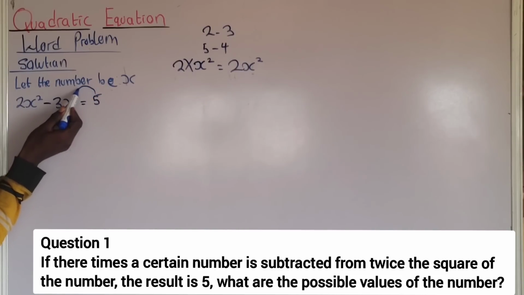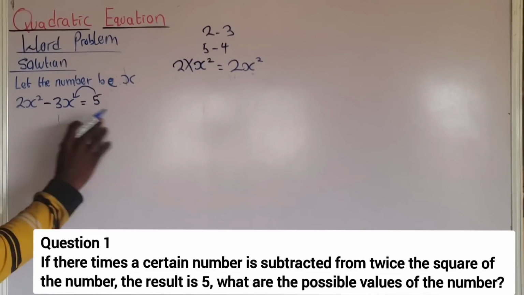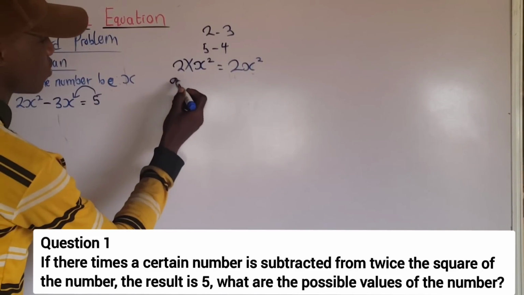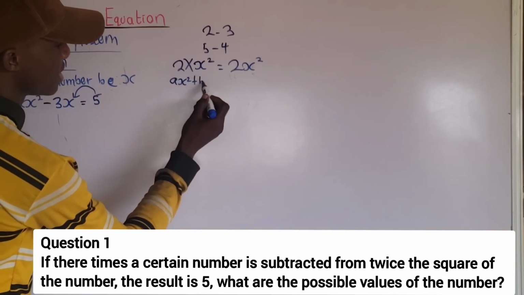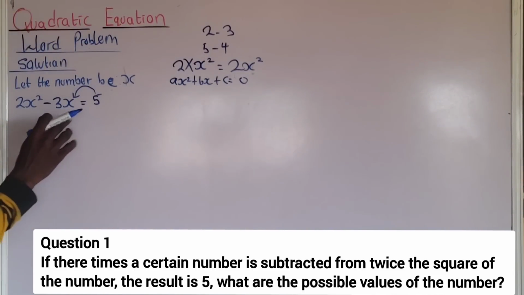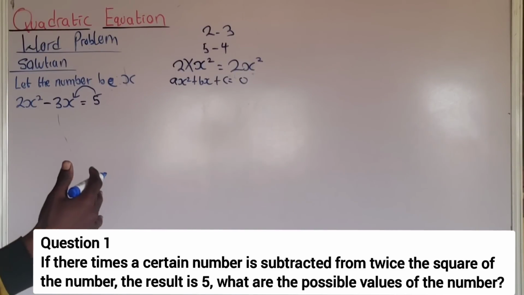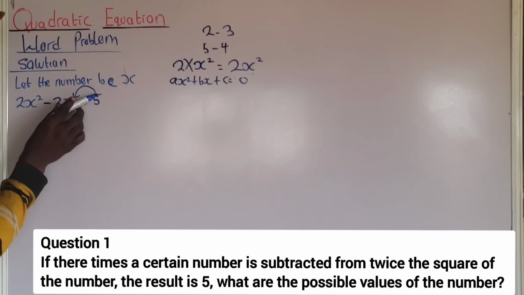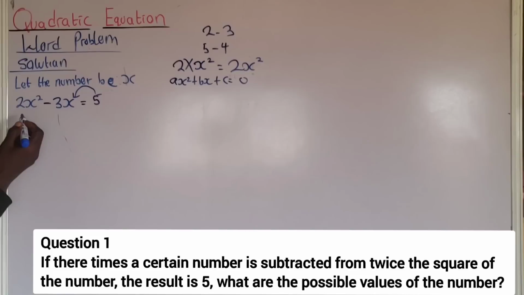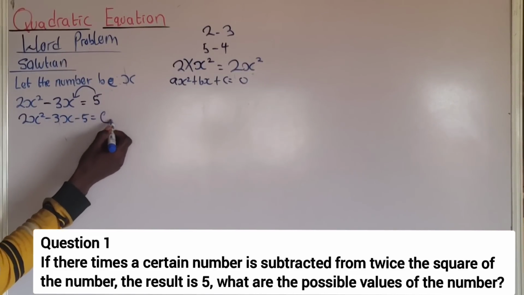To solve this using the factorization method, I'm first going to bring the constant term to the left hand side of the equation. I want this quadratic equation to look like this: ax squared plus bx plus c. So what I'm going to have at the right hand side of the equation should be 0. So I'm going to move this constant term to the other side. Here the quadratic equation becomes 2x squared minus 3x minus 5 equals 0.